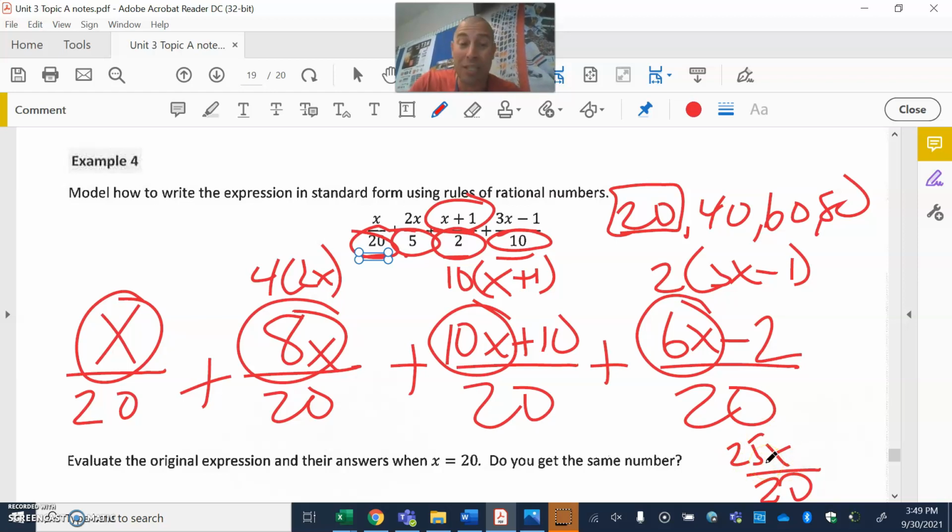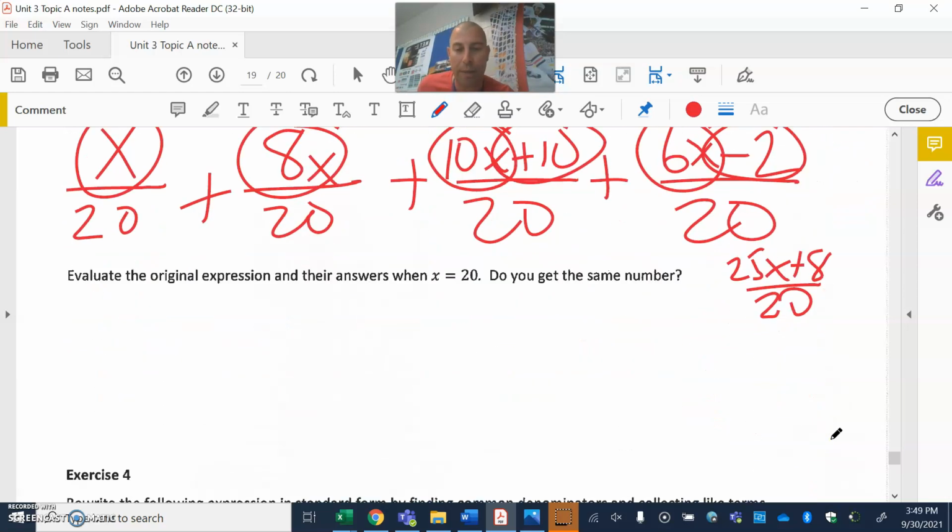But don't forget, we still have our numbers there. I got a 10 and a negative 2. There's 8, it's a positive 8. So there we go: 25x plus 8 all over 20. So this is one of those things where organization of your information is really going to come into play.